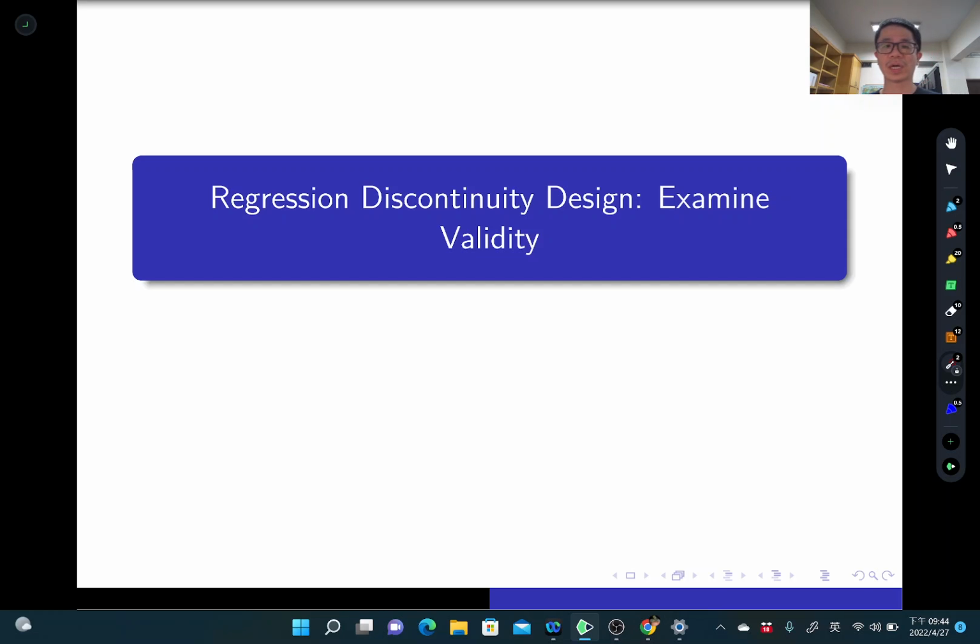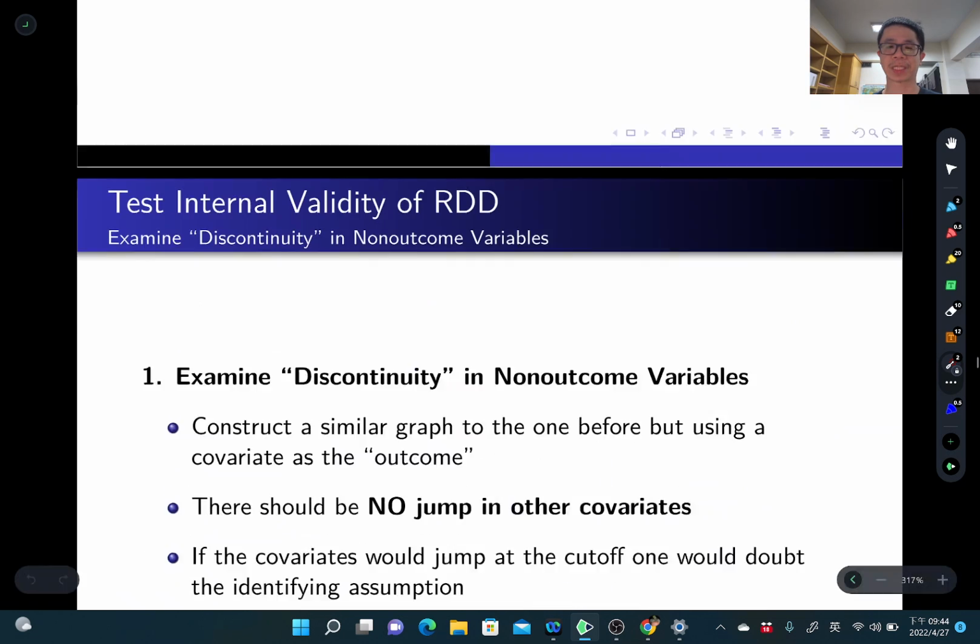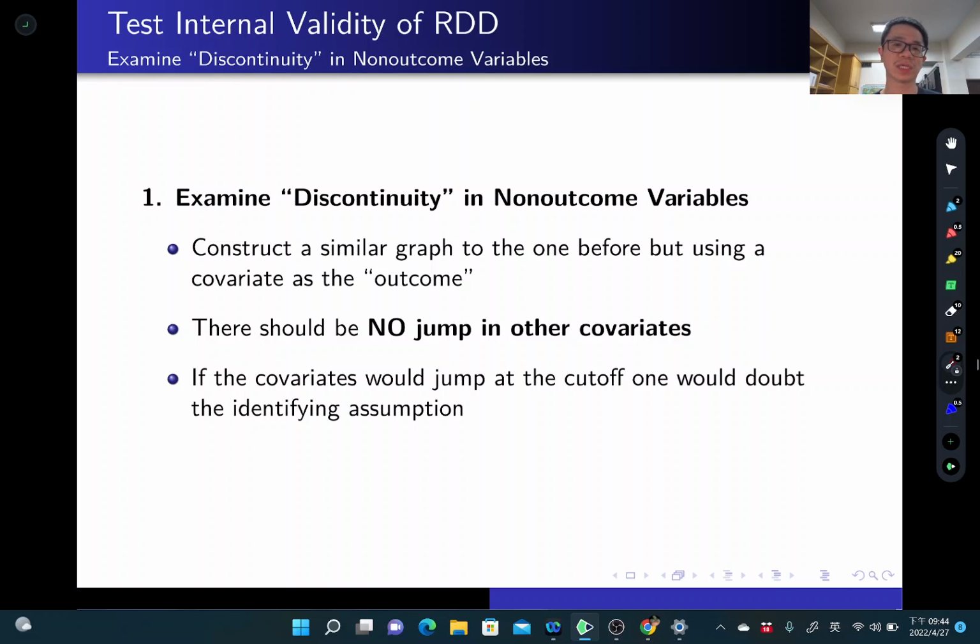So in this video, I will let you know how to verify the identification assumption of RD design. And that's very crucial for the validity of the result when you use the RD. So the key assumption of RD design is the continuity assumption.